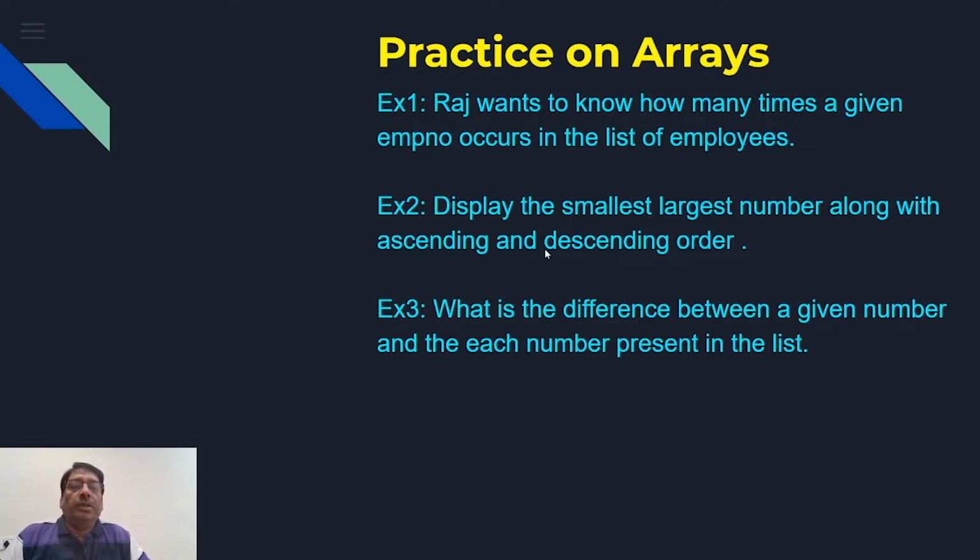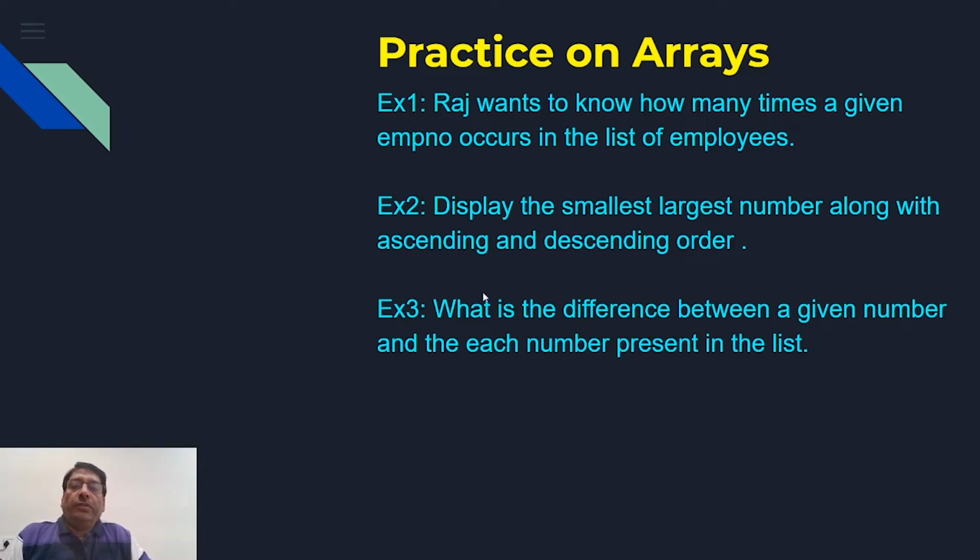So the first number in ascending order will be available to us in A of 0. The last number will be available to us in A of 9. So you need to display the ascending order, you need to display the descending order, the reverse of ascending. Then you need to display the first number and the last number, so that you will complete this particular task of displaying smallest, largest, ascending and descending.